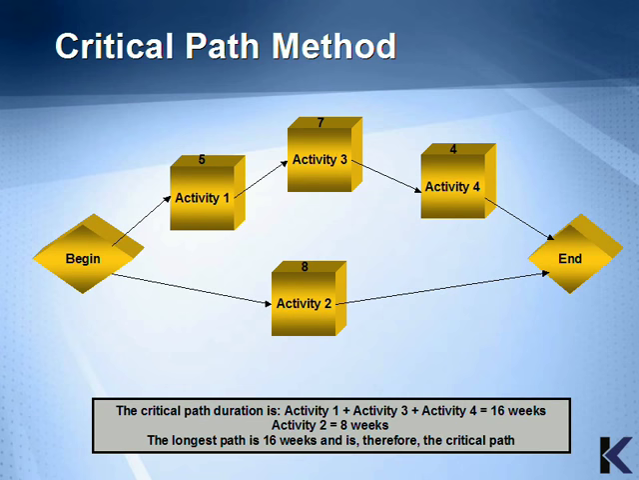This is a diagram of essentially the same calculation, except it's in a graphical form. You can note that Activity 3 is still dependent on Activity 1 being completed before it can begin, and you see Activity 4 follows Activity 3. The calculation is the same in that you add together Activity 1, 3, and 4 to get 16 weeks. Activity 2 is only 8 weeks long. Therefore, the longest path is 16 weeks and is therefore the critical path.